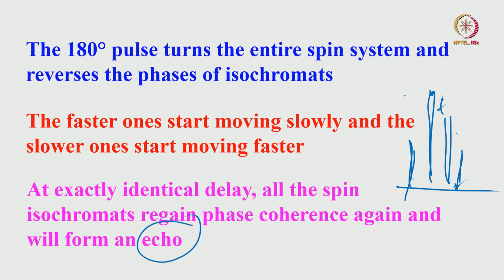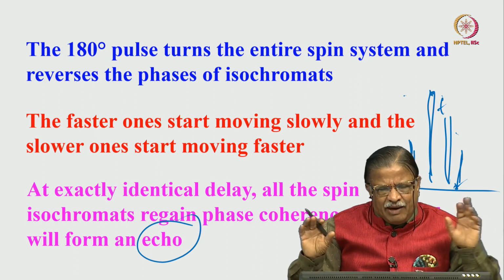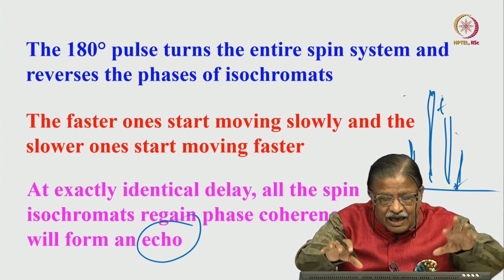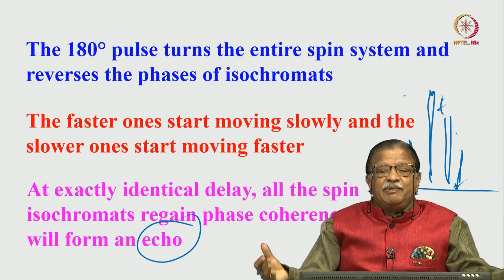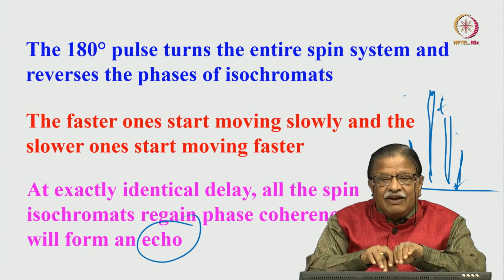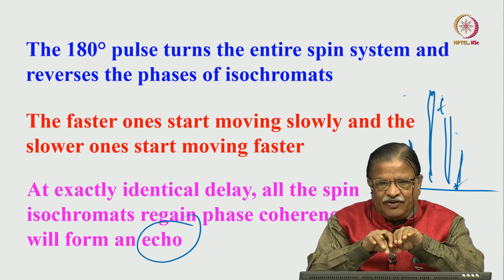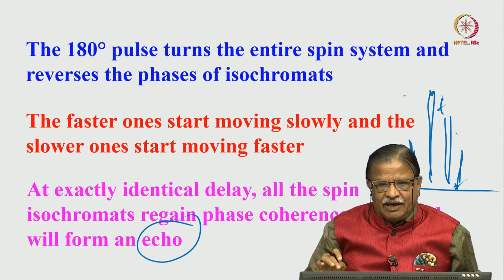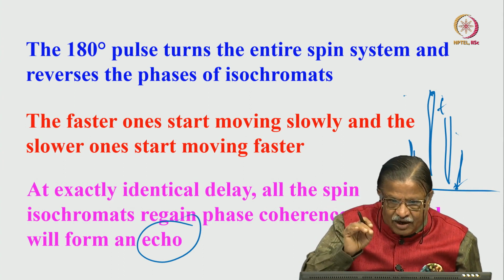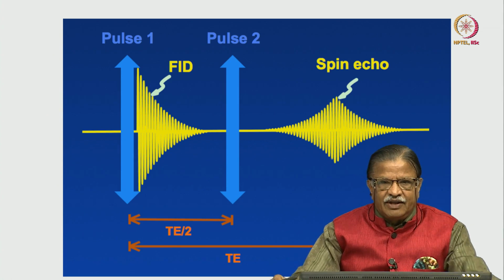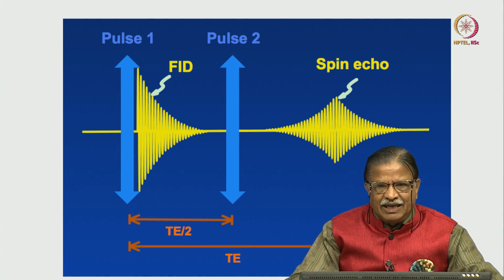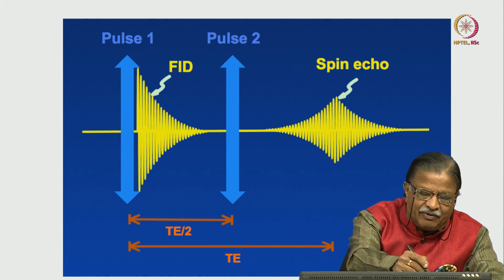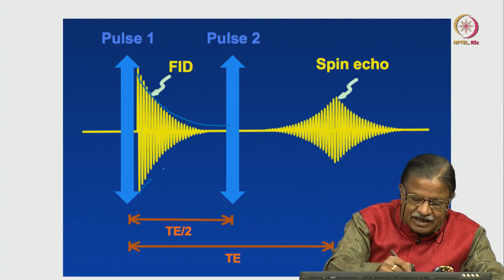Echo means you will dephase for some time. After exactly a particular time t, apply a 180 pulse, and after exactly an equal amount of time, the spin isochromats come back and rephase. Dephased isochromats will rephase after the identical time with a 180 pulse in between. This is called an echo. Please understand this. You can see this pictorially. First apply a pulse, the FID starts decaying like this.